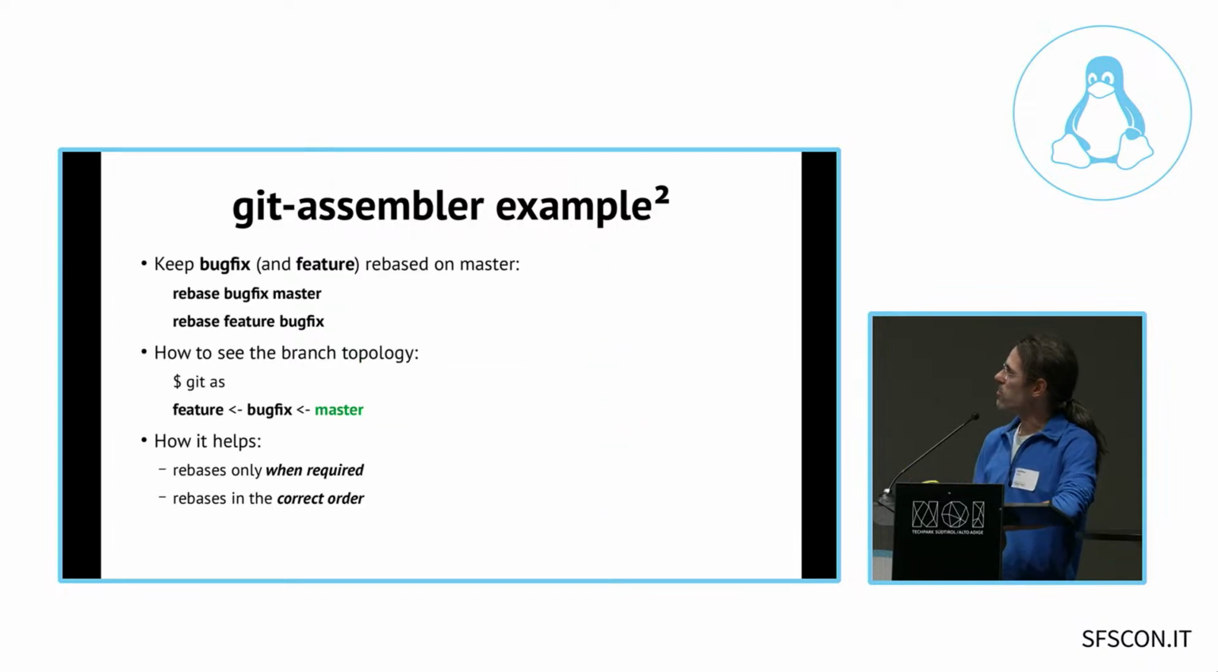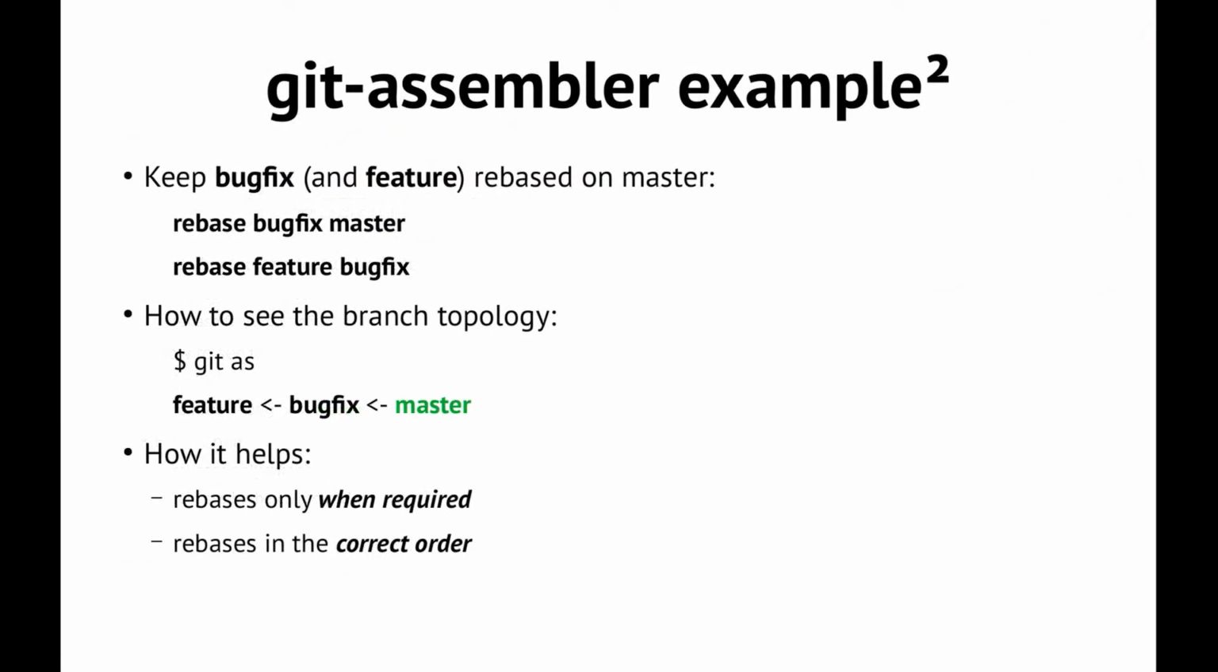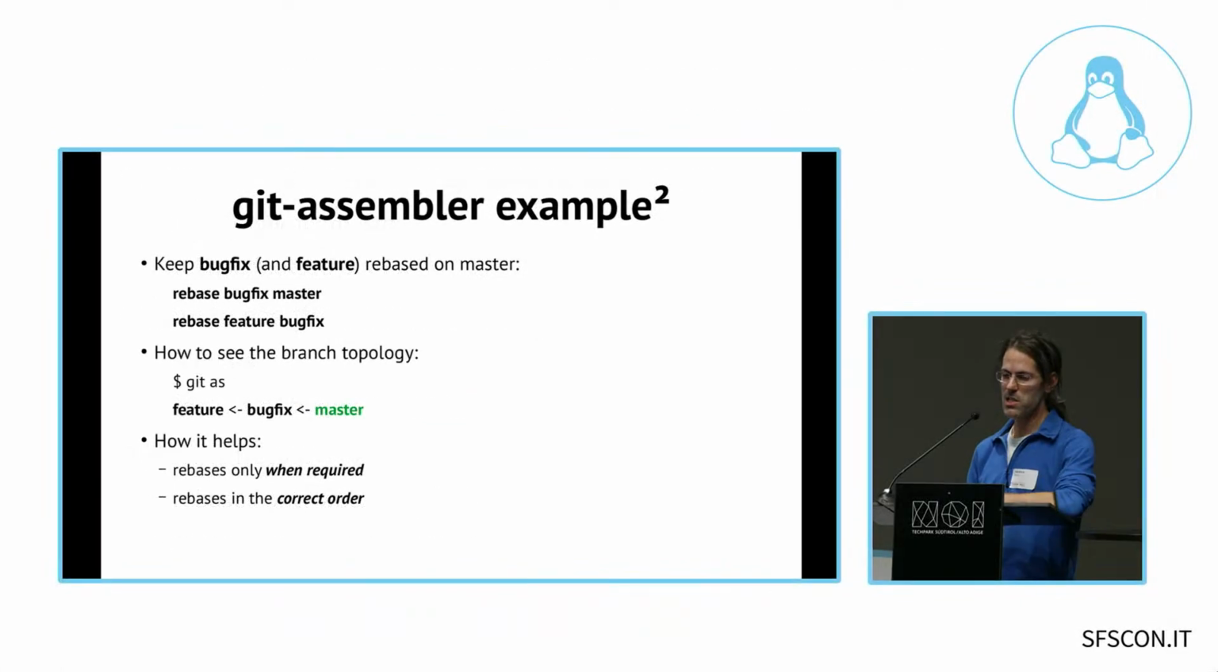So how do you do that with Git assembler? Well, you just write the two rules. I want to rebase bugfix on top of master, and I want to rebase feature on top of bugfix. And it will do this in the right order because it's going to do a topological sort of the dependencies and do them as required. So it gives you the ability to simplify this workflow to the point where, when you have dozens of branches, you don't have to think about this anymore.